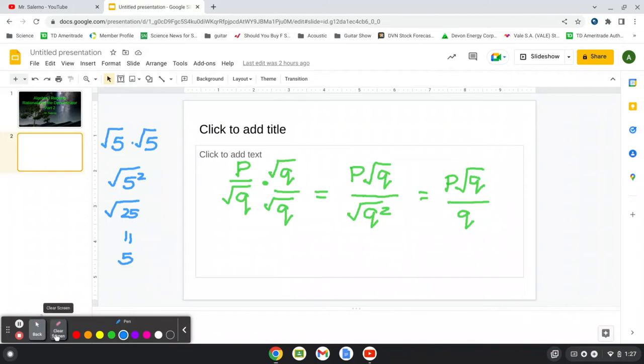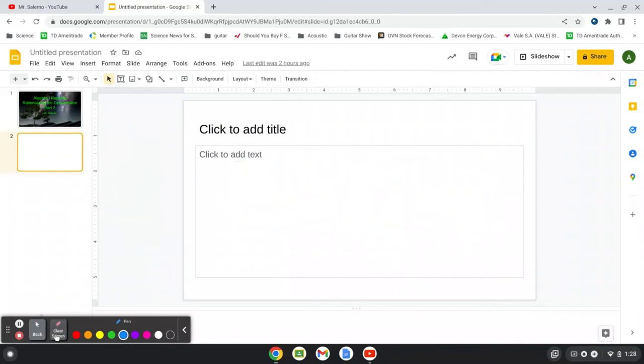Let's clear this out. And let's do an addition problem. And we'll use purple. Why not? So what if I had 2 over the square root of 3, and I wanted to add it to 1 over the square root of 5.